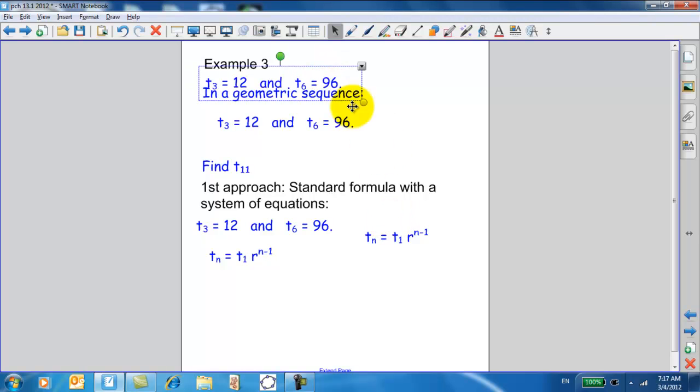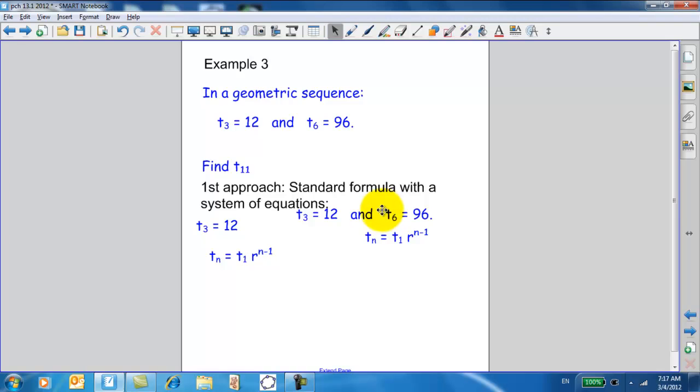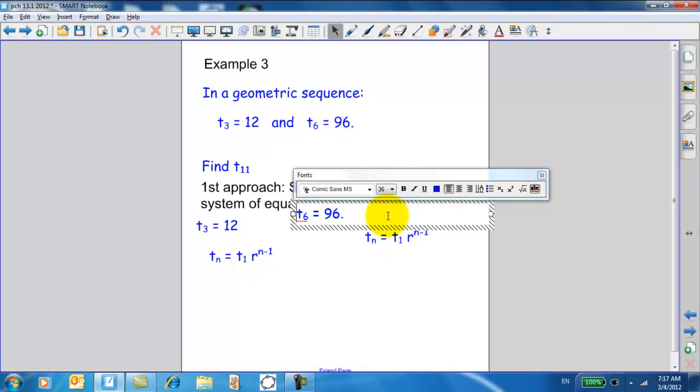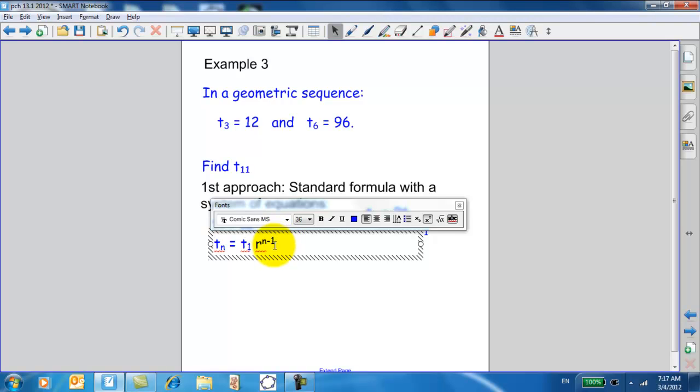And we're going to put a copy over here too. But in this case, we're just looking at t sub 3 equals 12, and over here just the t sub 6 equals 96. Let's see how these are incorporated into the equations, because this is where sometimes students get a little confused about this notation. T sub 3 equals 12. So I'm going to write it as t sub 3 equals t sub 1 times r to the 3 minus 1 power. See how that works there?